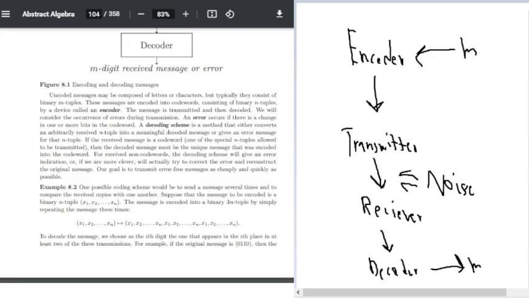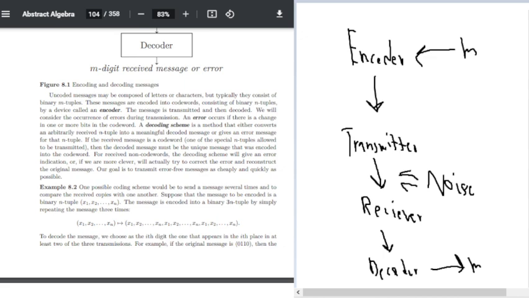Okay, figure 8.1, encoding and decoding messages. Uncoded messages may be composed of letters or characters, but typically they consist of binary m-tuples. These messages are encoded into code words, consisting of binary n-tuples, by a device called an encoder. The message is then transmitted and then decoded. We will consider the occurrence of errors during transmission. An error occurs if there is a change in one or more bits in the code word. A decoding scheme is a method that either converts an arbitrarily received n-tuple into a meaningful decoded message, or gives an error message for that n-tuple.